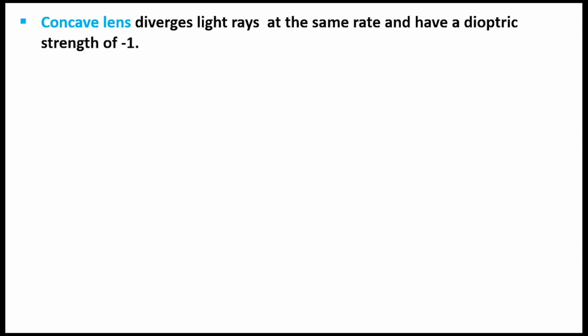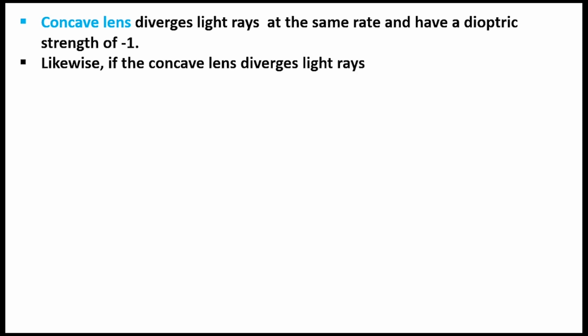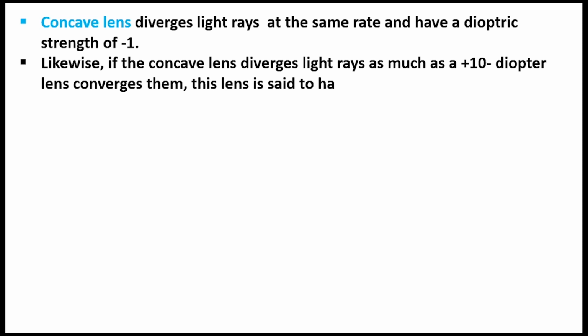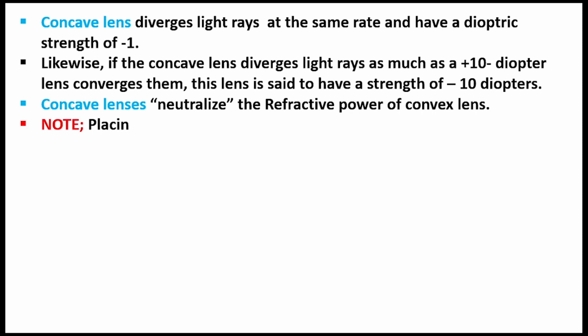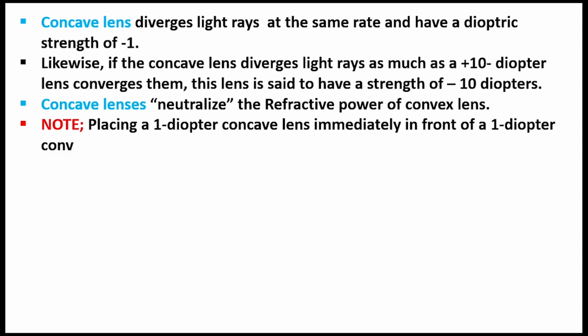A concave lens diverges light rays at the same rate and has a dioptric strength of minus 1. Likewise, if the concave lens diverges light rays as much as a plus 10 diopter lens converges them, this lens is said to have a strength of minus 10 diopters. Concave lenses neutralize the refractive power of convex lenses. Note, placing a 1 diopter concave lens immediately in front of a 1 diopter convex lens results in a lens system with zero refractive power.